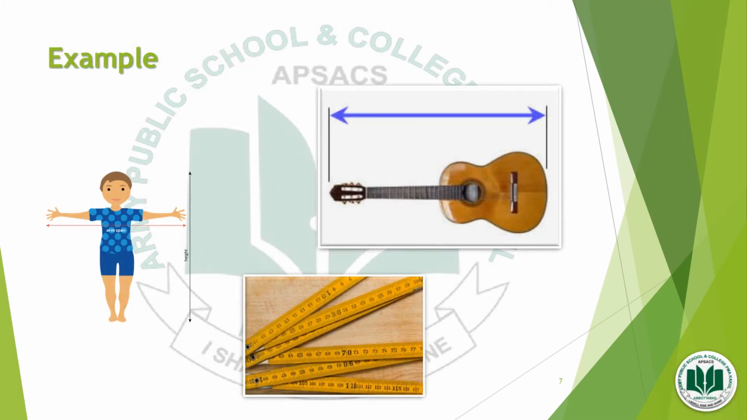There are many things around you which have a length of 1 meter or more than 1 meter. Here are some examples given on the screen. And one interesting thing, your arm span also has a length of almost 1 meter. Now you can measure things with your arm span.